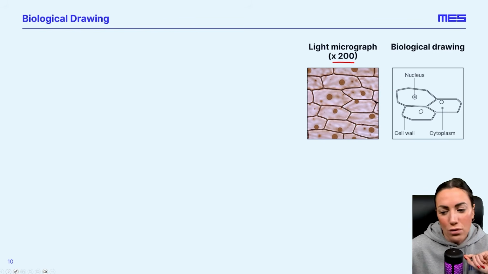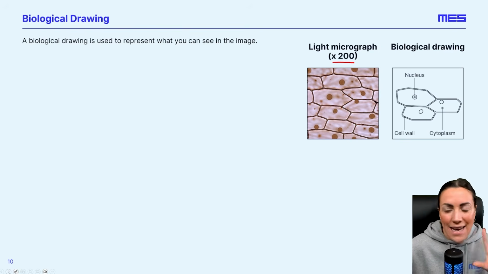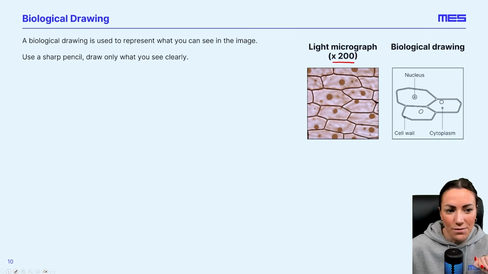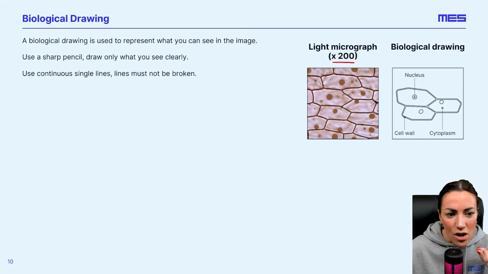So let's go through the rules for doing a biological drawing. It has to represent what you actually see under the microscope. You should be using a sharp pencil and only drawing what you see. So don't make up and draw some mitochondria or some ribosomes. If you can't see them, don't draw them. Use continuous single lines. You can see that on this drawing here. They are continuous. There's no breaks in the lines. They are nice, clear and crisp, continuous lines.